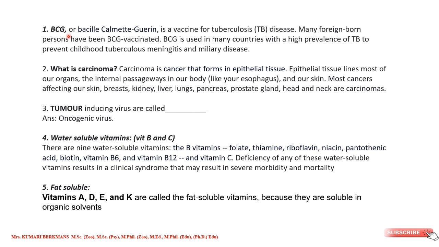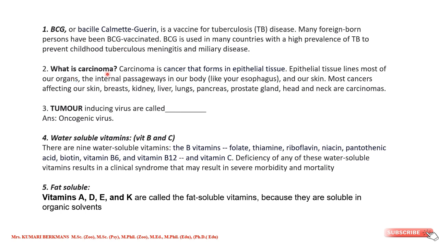BCG. The full form of BCG is Bacillus Calmette-Guérin. This is a very important question in TNPSC, so keep it in mind and note it in a notebook. It is a vaccine for tuberculosis, that is TB in short form. This injection will be given from the third day after the baby is born.